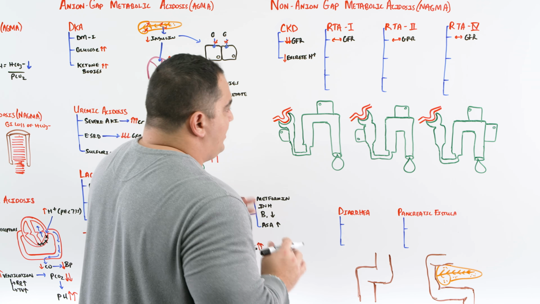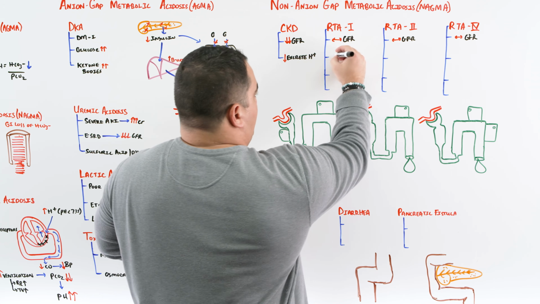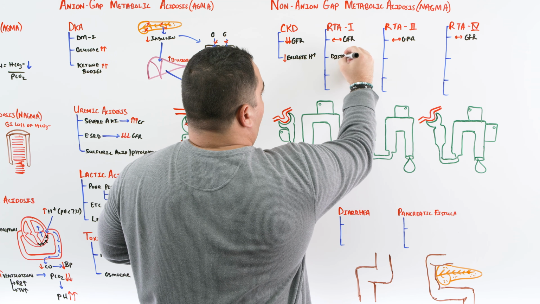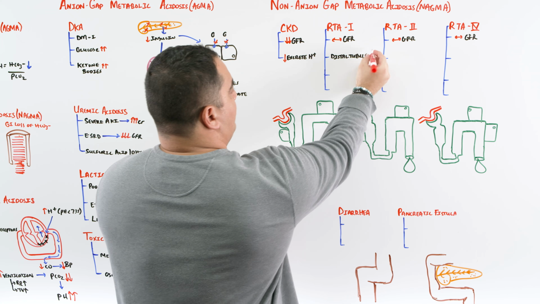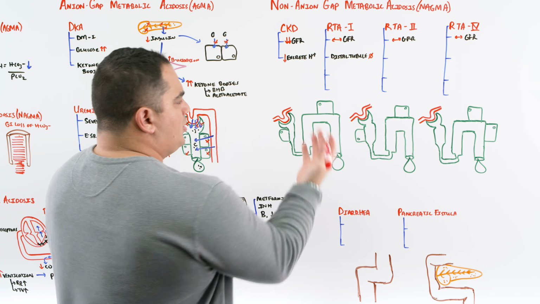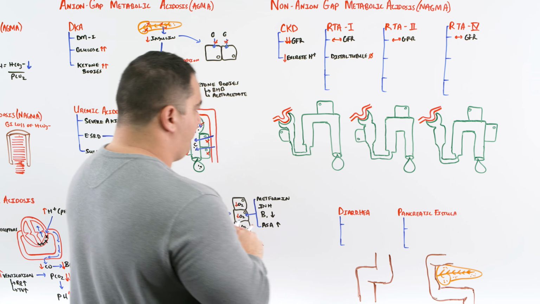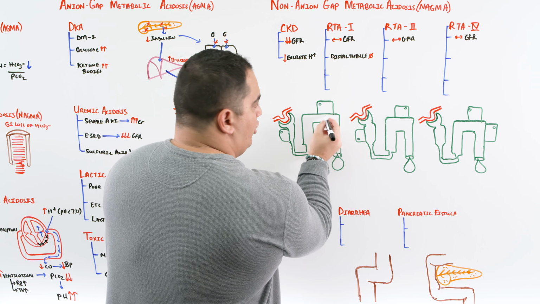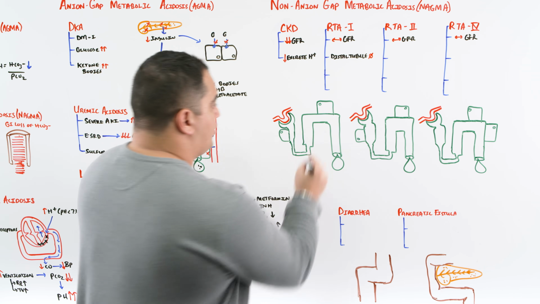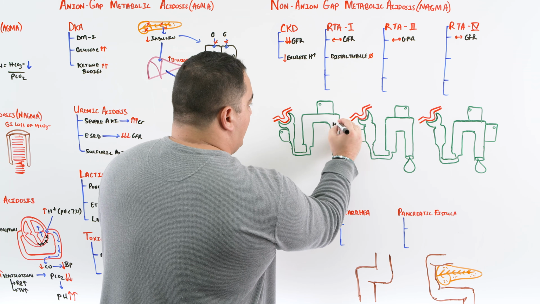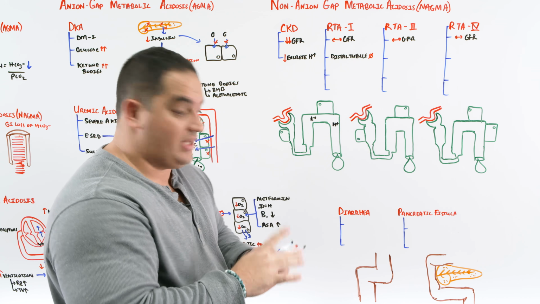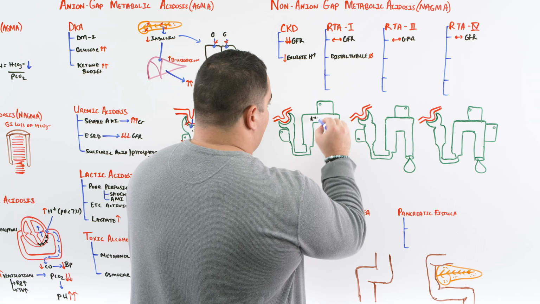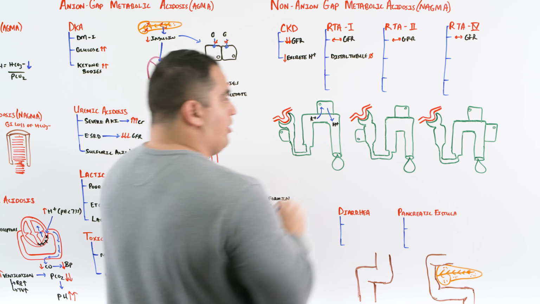RTA1, the primary disease process is in the distal tubule. That's what I want you to remember. Their distal tubule is all jacked up. So that's where their dysfunction exists. Okay? So what do I mean? Well, normally in the distal tubule, you excrete protons into the urine, and you're also supposed to take potassium ions and reabsorb them. So you're supposed to take potassium ions in, and you're supposed to excrete protons.